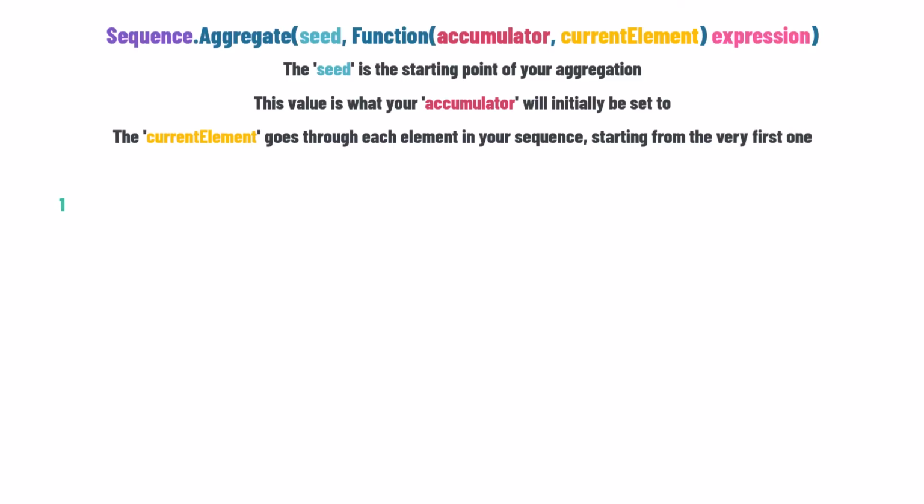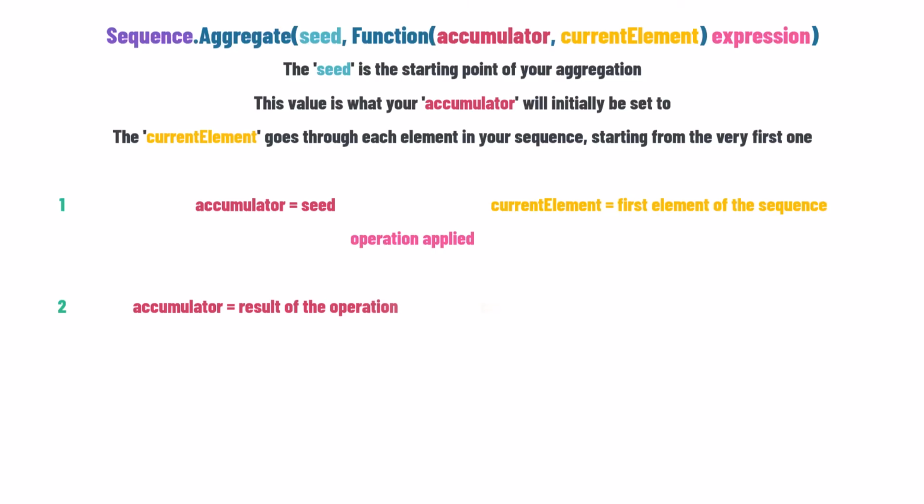In the first iteration, accumulator is your seed value, and current element is the first element of the sequence. The specified operation is then applied, and the result is stored in the accumulator. This process continues with each element in the sequence. Let's go through an example to understand it better.